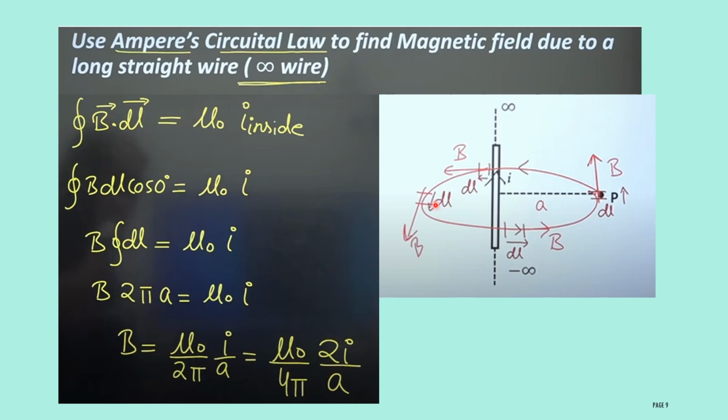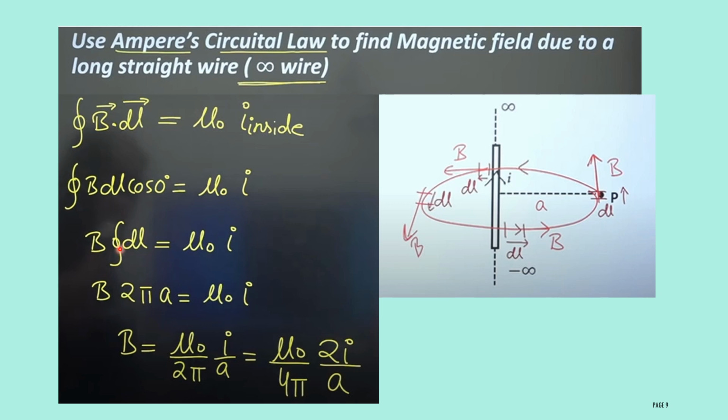Here we are considering small portions of DL. If you join all the small portions of DL, then it will become a complete circle, which is nothing but the circumference of the circle. You know the formula, circumference of the circle is 2 pi r. Here r will be equal to A, therefore in place of r, replace A. Then B into 2 pi A will be equal to mu naught I.